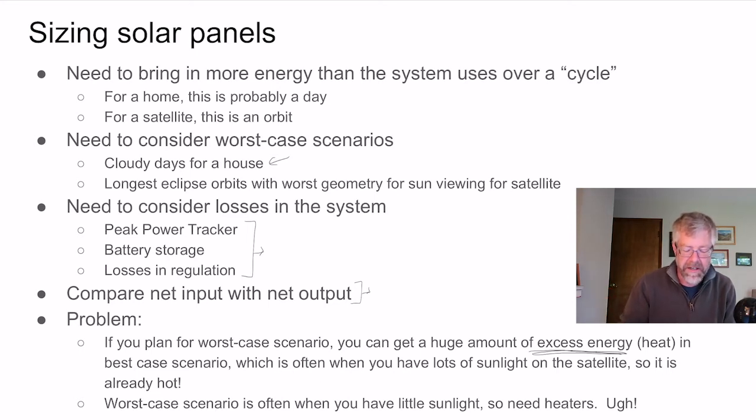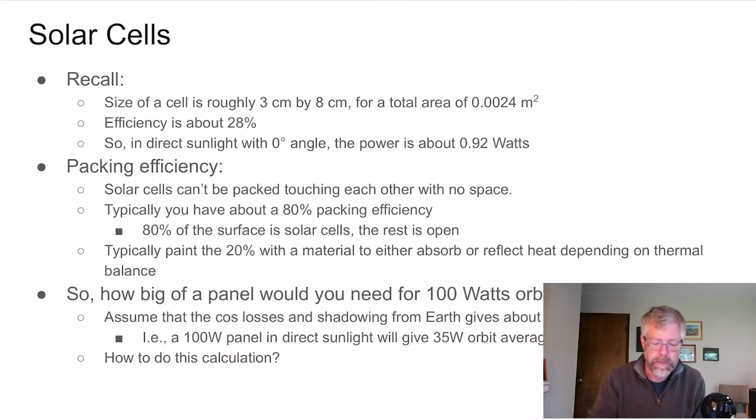The worst case scenario is often when you have very little sunlight, so you're not getting very much energy in, and that's when you need heaters because you have the least amount of energy coming in. That's the worst time to use heaters because you don't have very much energy that you can use. It's really dicey trying to figure out the energy budget for a satellite. We're going to skip this.